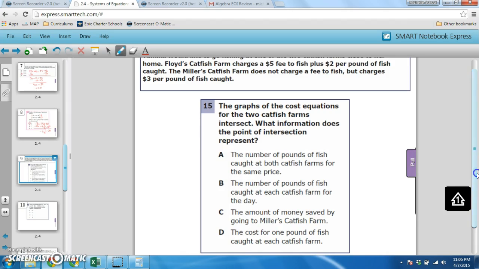Okay, the answer is going to be A. Where they intersect is going to be the number of pounds where it costs the same, because that intersection point is the same point for both lines. So remember, where they intersect is 1 point, so exactly the same.